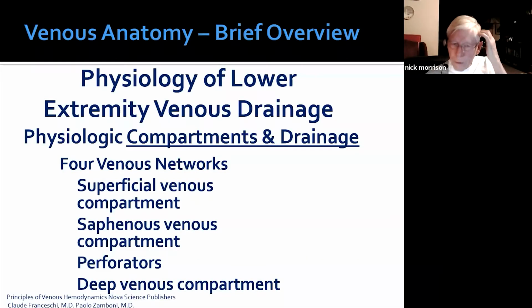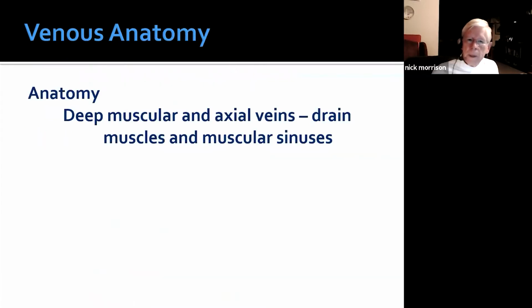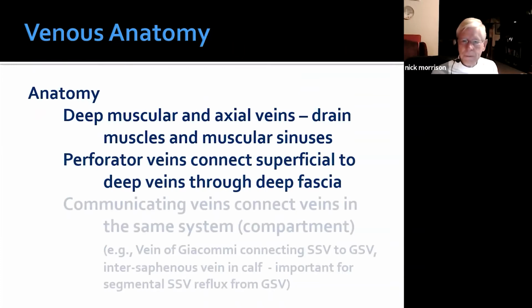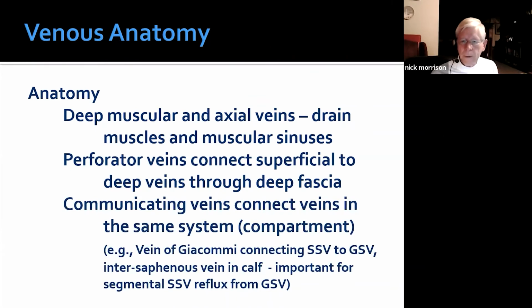With respect to the physiology, it's interesting to think of these four compartments of drainage: the superficial venous compartment, the saphenous compartment, the perforators, and the deep venous compartment. Deep muscular and axial veins drain the muscles and the muscular sinuses. Perforator veins connect the superficial to the deep veins through the deep fascia. And communicating veins connect veins within the same compartment.